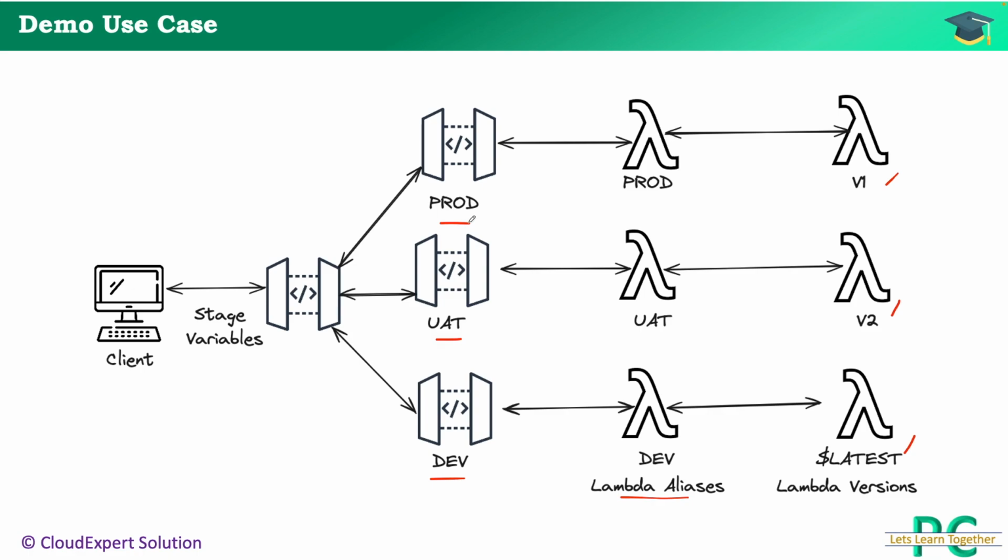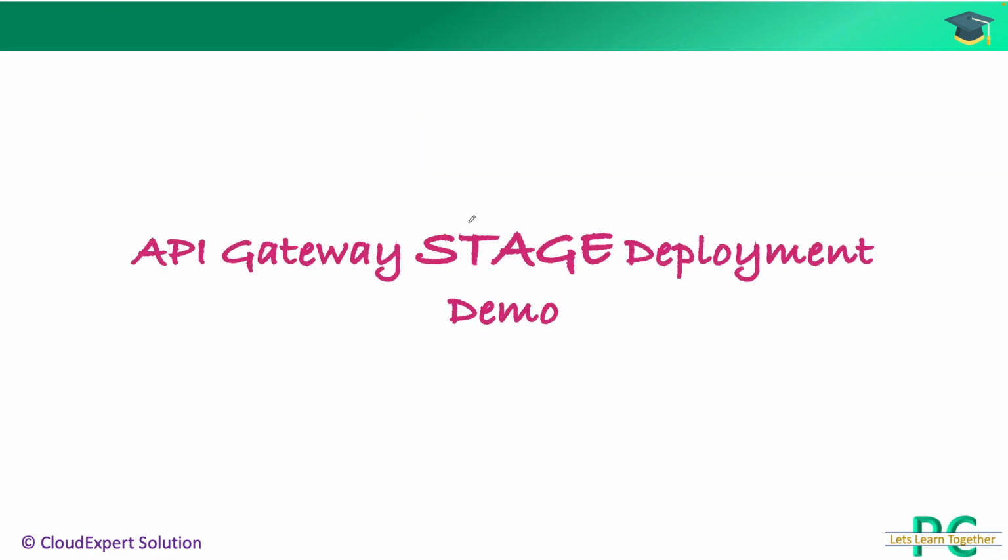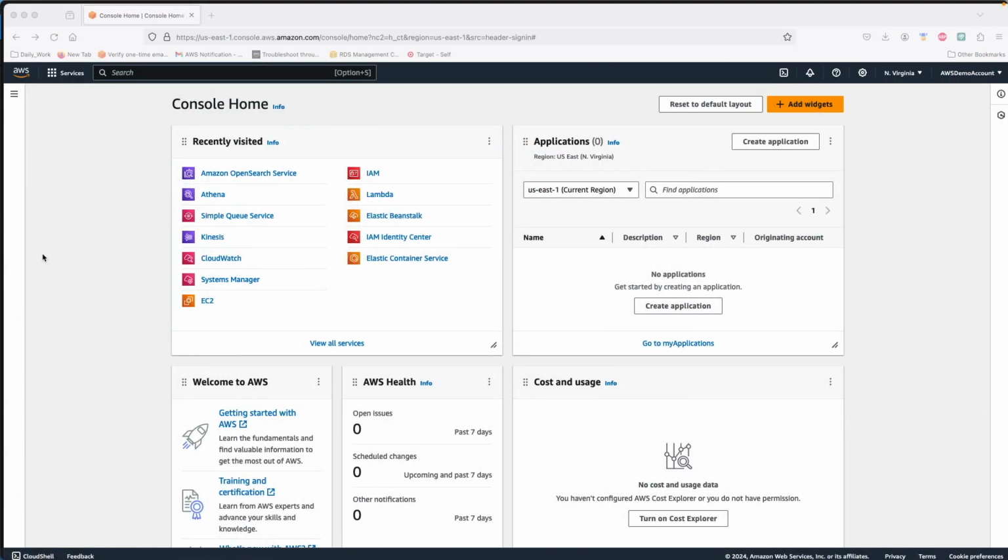Now, when we are going to test, we are going to invoke the same API URL. We are going to pass the stage variable, and we are going to invoke the different Lambda functions for today's demo. Now it's demo time. Let's log in to the AWS Management Console. I have logged into the AWS Management Console and I am at the console home.